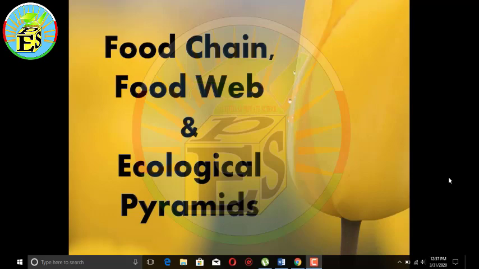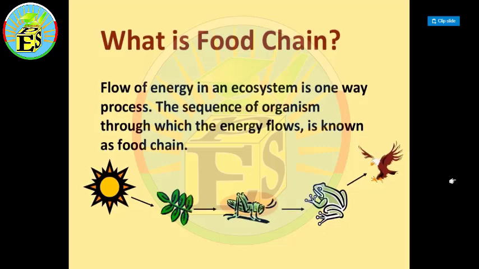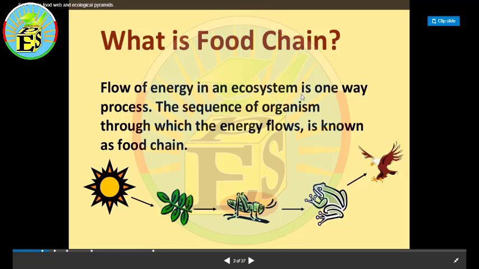This lecture is for grade 10 biology, and our today's topic is food chain, food web and ecological pyramids. So first of all, we will know what is food chain. Food chain is a kind of flow of energy in a sequence, in an ecosystem, in a living environment. Flow of energy in an ecosystem is a one-way process. The sequence of organisms through which the energy flows is known as food chain.